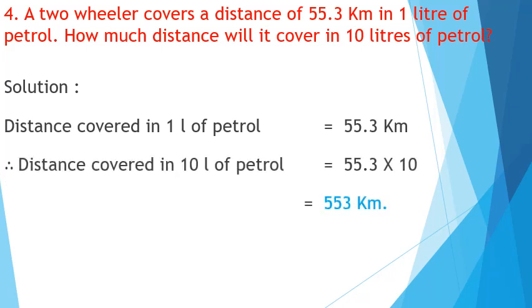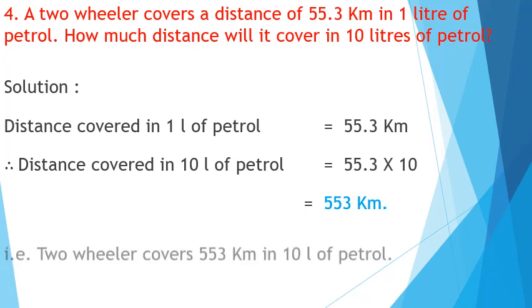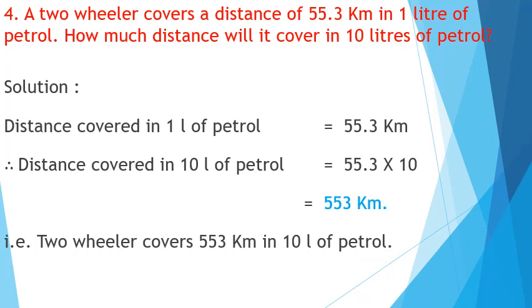Therefore, distance covered in 10 liters of petrol equal to 55.3 multiplied by 10. Here in multiplication by 10, the decimal point shifts one digit to the right side. So we get the answer 553 kilometer. That is, the two-wheeler covers 553 kilometer in 10 liters of petrol.